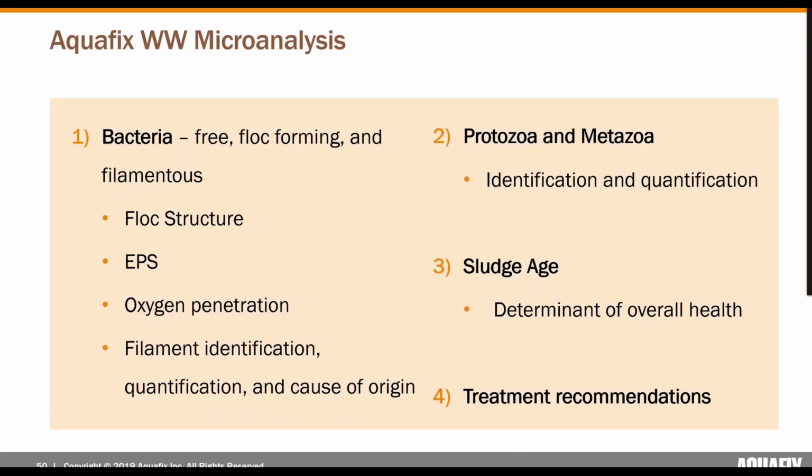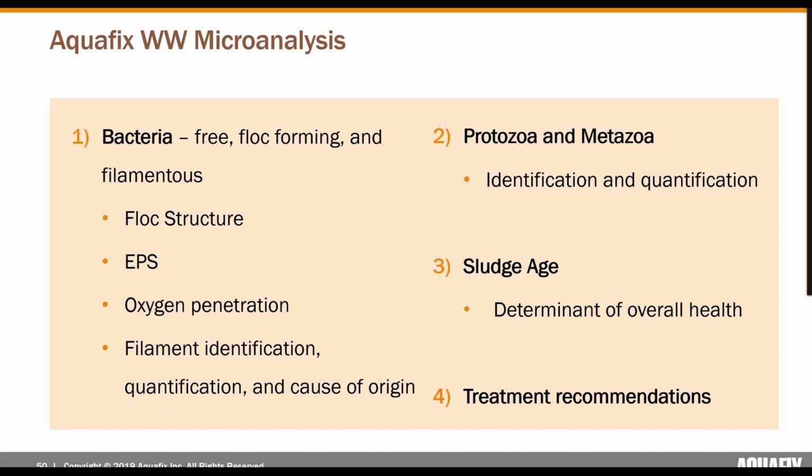During our analysis of a wastewater sample, we first look at the bacteria. When we're looking at the bacteria, we're primarily analyzing floc size, structure, and shape. We're also going to be taking a look at EPS levels within floc, as well as oxygen penetration within floc. And then finally, we're going to look at the filaments within a wastewater sample. We're going to look at filament identification, then filament quantification, and then try and figure out a cause for the origin of growth of this particular filament within a wastewater sample.